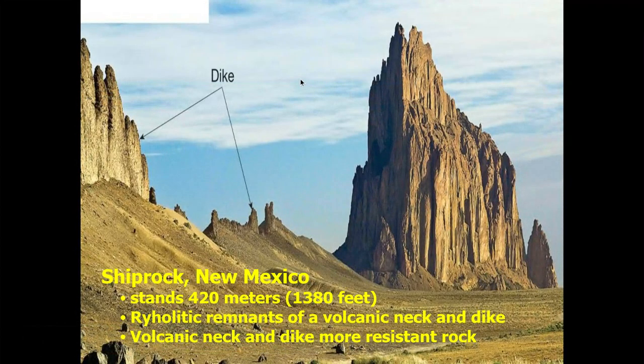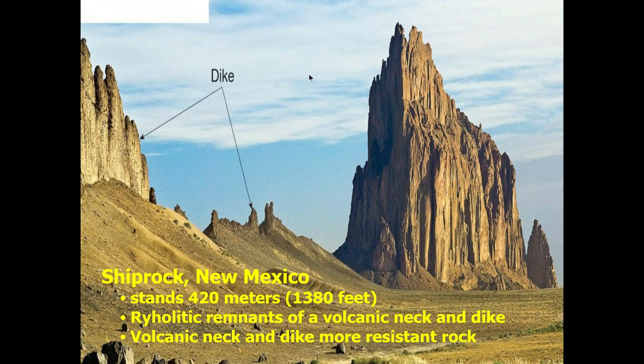Shiprock, New Mexico, another very famous area to show remnants of volcanic activity, and another area that shows the remnants of the internal parts of a volcano. This is known as Shiprock, New Mexico. The rock itself stands about 1,380 feet. These are rhyolitic, felsic composition type remnants of the volcanic neck and the dike that extends from the volcanic neck.